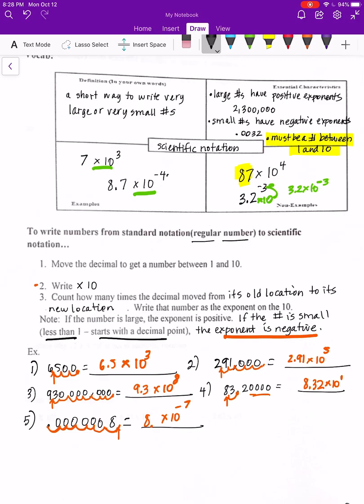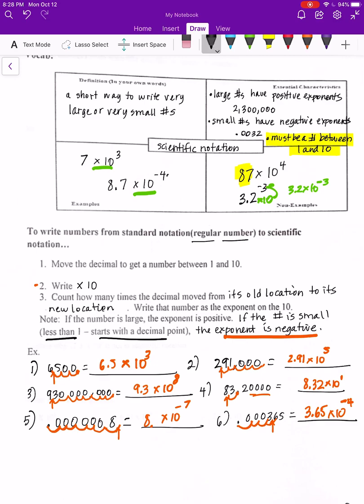Okay, let's try another. Number 6. Decimal point 0, 0, 0, 3, 6, 5. Okay. So get a number between 1 and 10. That would be right here. Now I have to include all the numbers. So 3.65. I write times 10. And then how many times did it move from its old location to its new location? 1, 2, 3, 4. But it's a very small number because it starts with a decimal point. So it'd be negative 4th power.